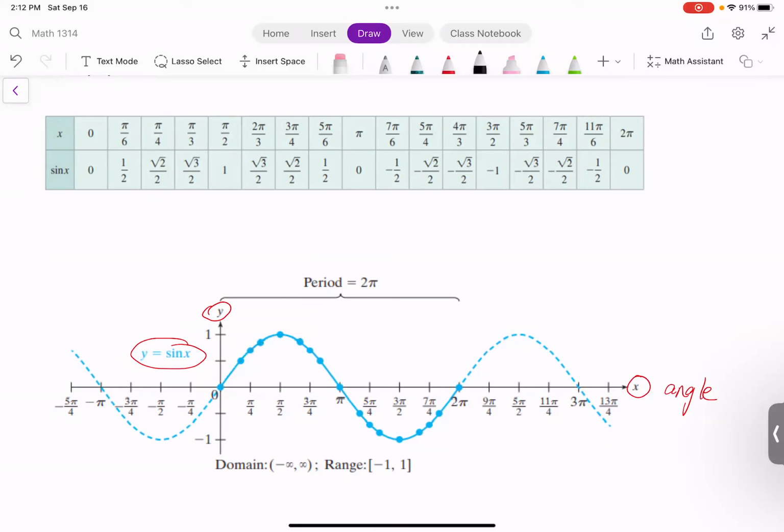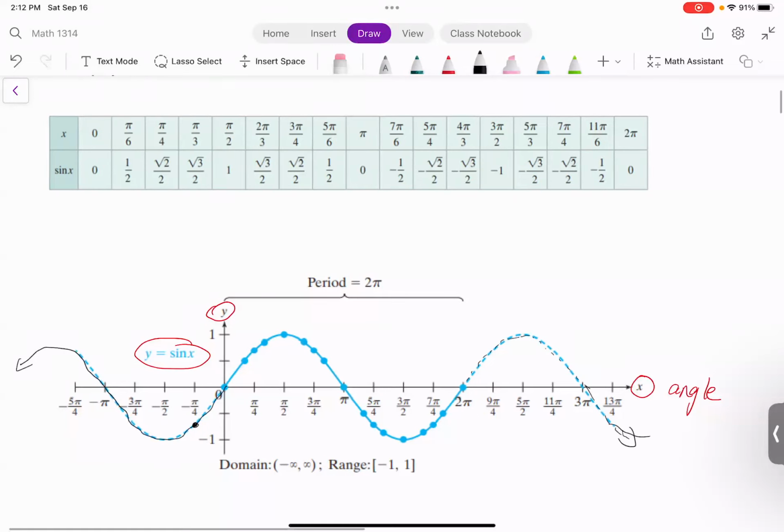And how about the other angles? For example, negative pi over 4. I can find my y value from the unit circle. And I can also find the other angles' sine values. Then I can make a graph. This is a continuous graph, all the way going to the left and all the way going to the right. And one full cycle is from 0 to 2 pi.